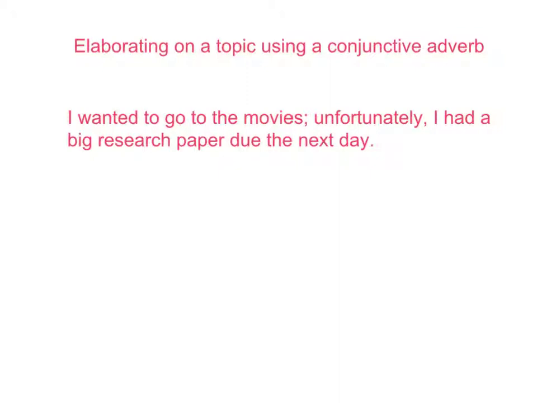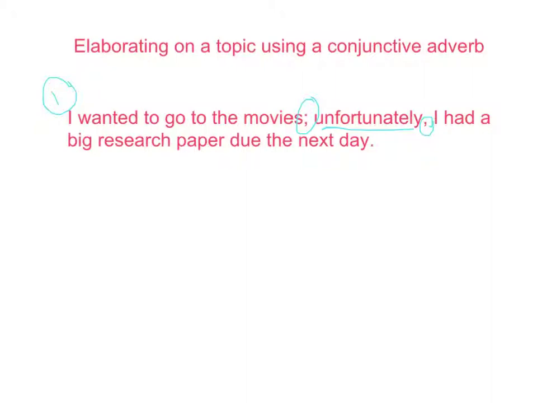Now we will look at using a conjunctive adverb to elaborate on a topic. Our first sentence says, I wanted to go to the movies. It's a complete sentence to start us off. Then we use our semicolon and add our conjunctive adverb unfortunately, and then add the comma. The word unfortunately is telling us that something caused them to not go to the movies. So there's something sad that happened or something bad that they weren't able to go to the movies. We see that in the second part.